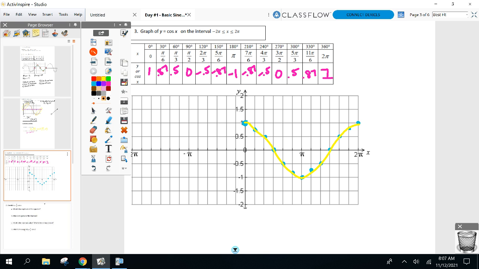If I asked you to graph it past 2 pi, just like sine, the same thing's going to happen. I'd have it keep repeating. Same thing on this side. Keep repeating. All right.